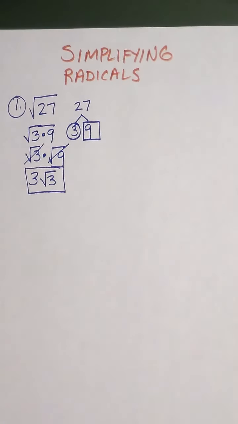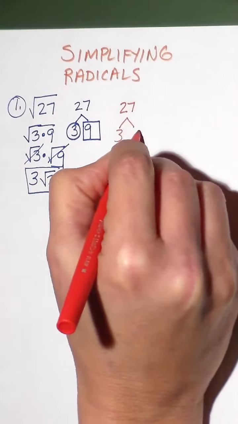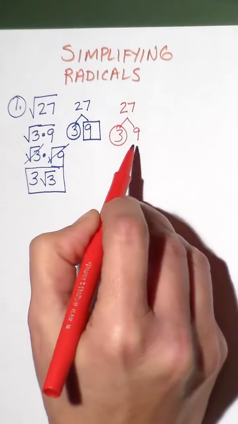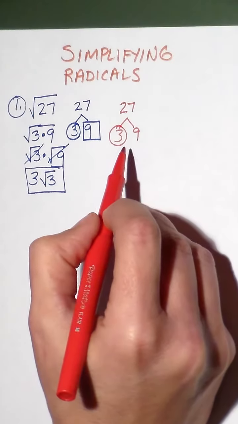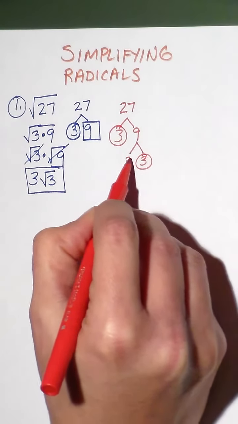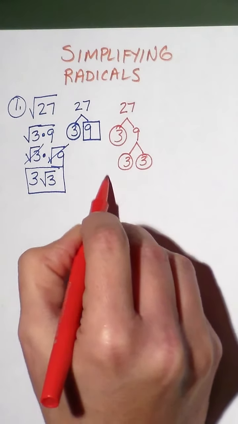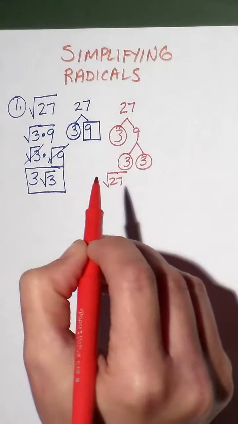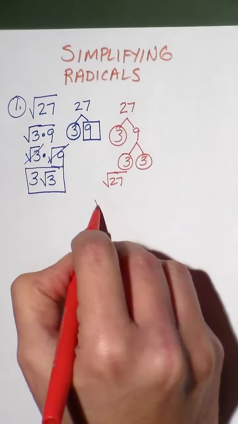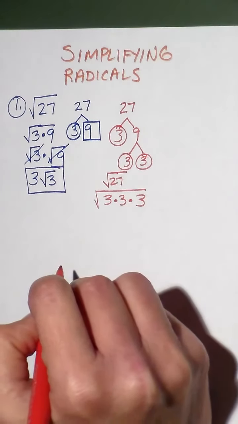Now there's multiple ways to do this. Some people like to go all the way down to all the prime factors. So let's say I start off here and I go 3 times 9. And let's say I don't want to acknowledge that this is a perfect square. I want to keep going. I can still go 3 times 3, and now I've got all primes. So that means that the square root of 27 is actually the square root of 3 times 3 times 3.